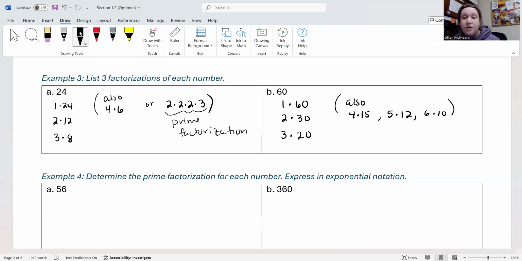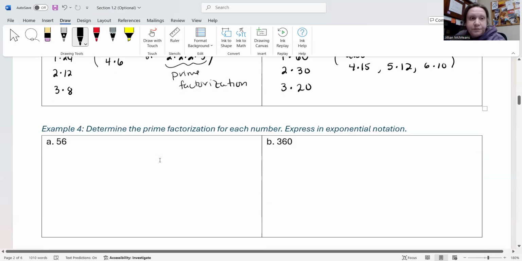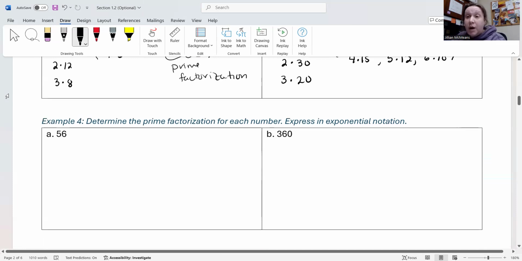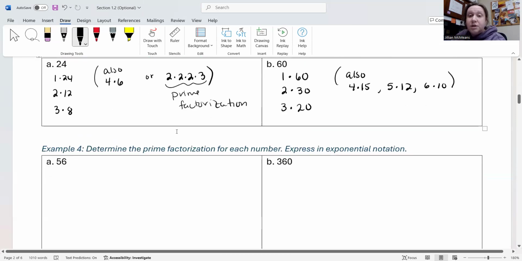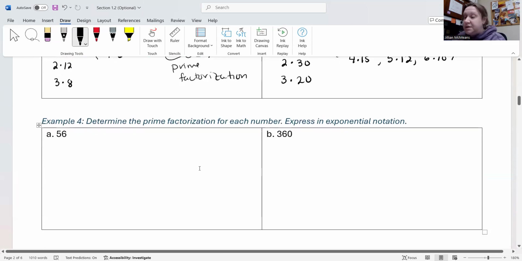Okay, so a factorization is just any way to rewrite a number as a product of factors. Looking at example 4, it says determine the prime factorization for each number. Express in exponential notation. If we go back up here to 24, we found several factorizations. This special one right here, the 2 times 2 times 2 times 3, that was very specifically the prime factorization. So let's learn how to calculate prime factorizations.